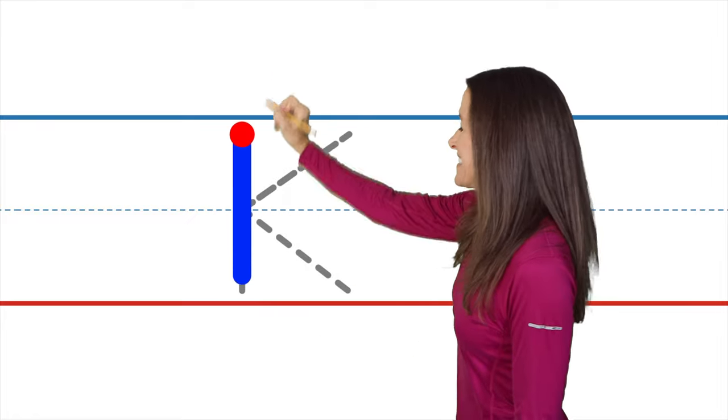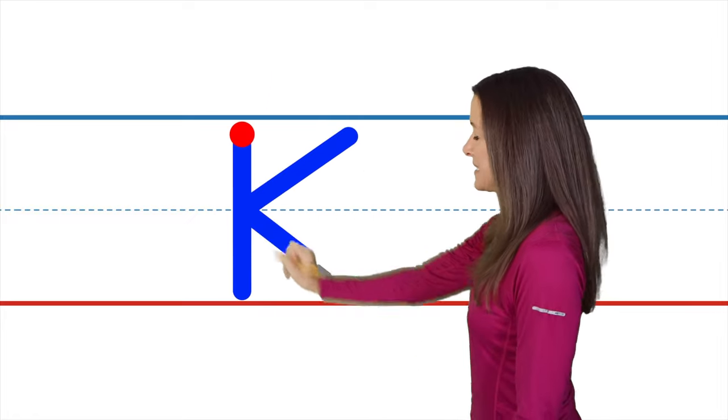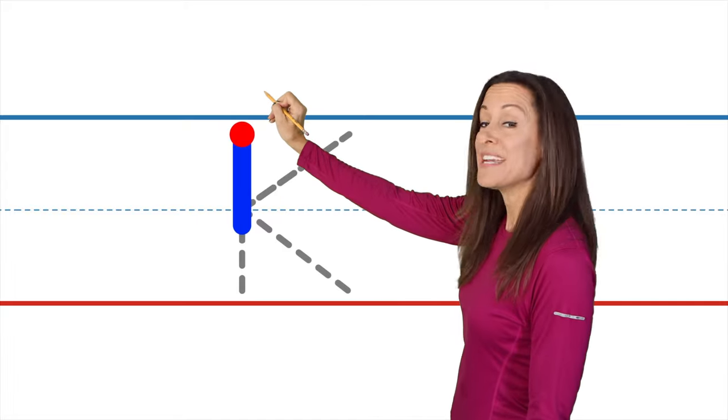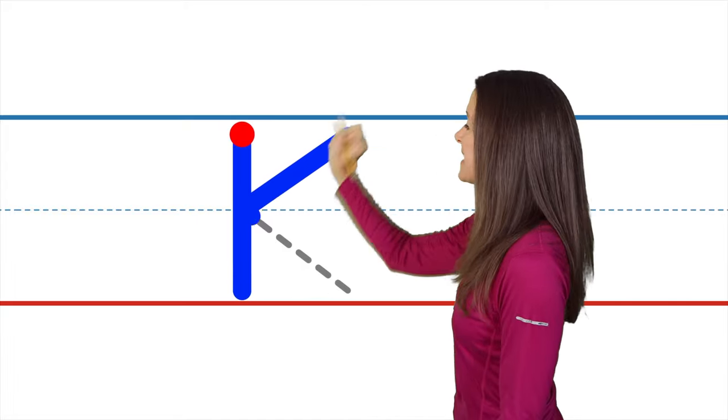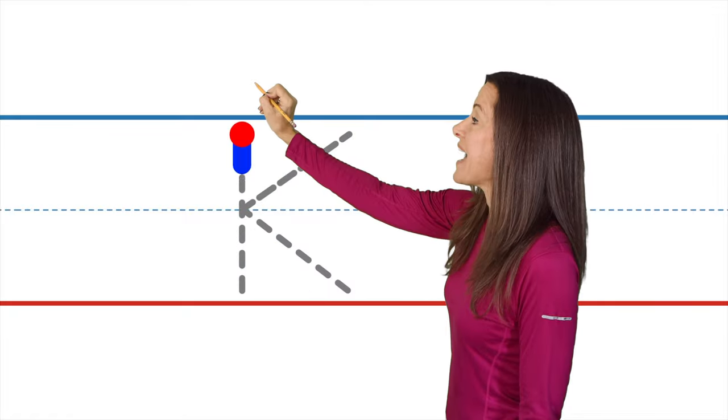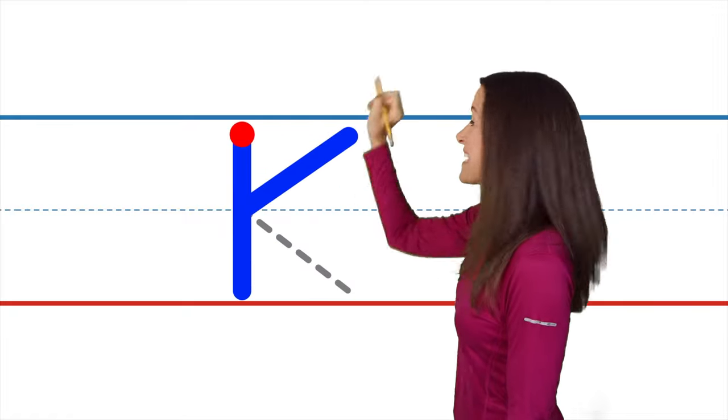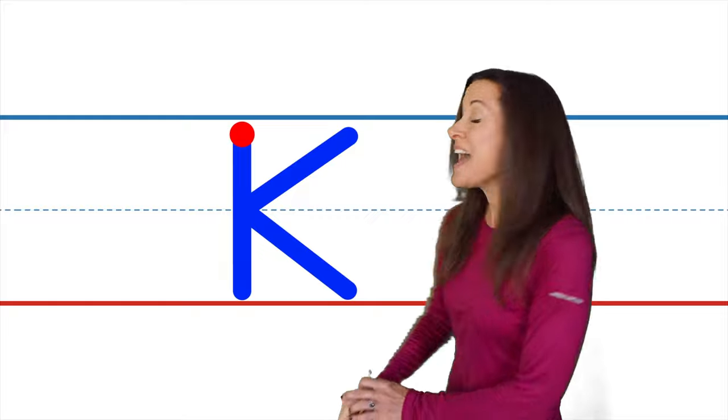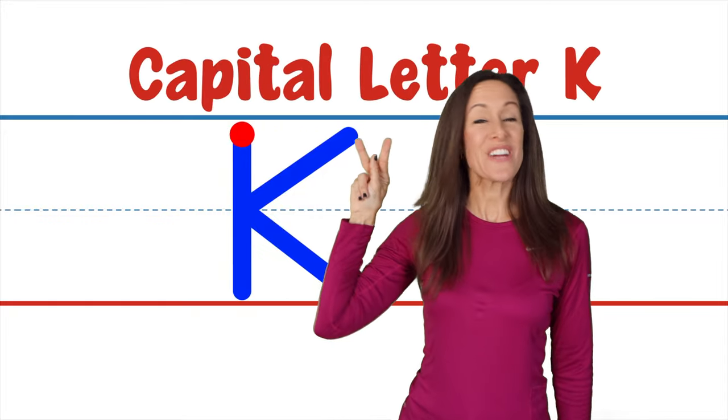K: a tall line, slant in, slant down. Capital letter K.